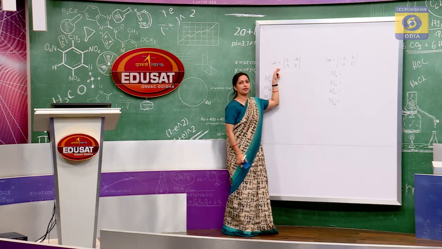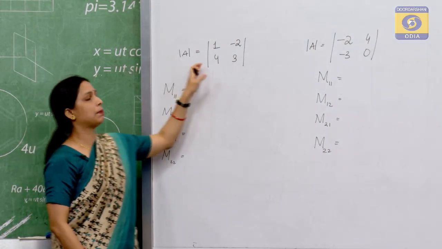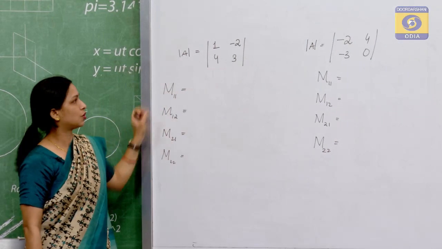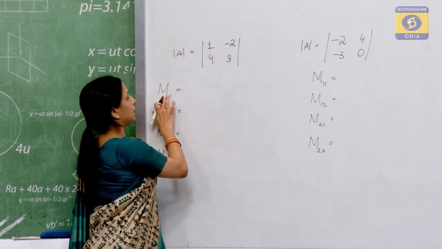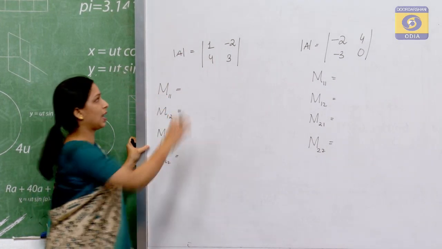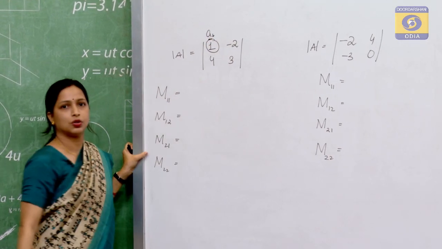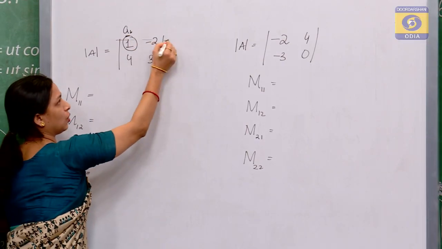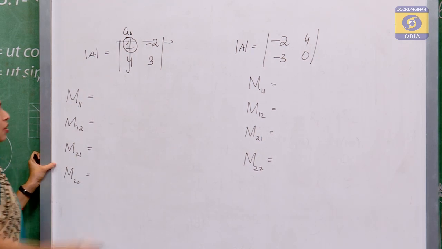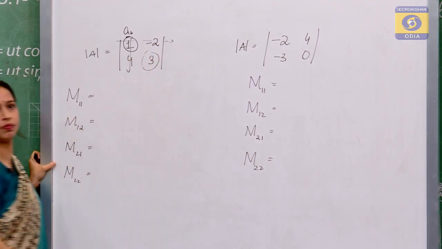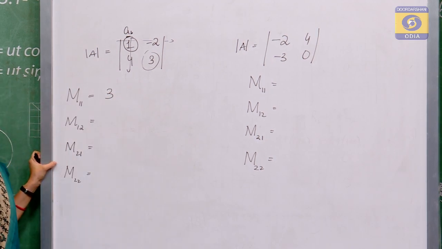Now, for example, if I take this order 2 determinant and I have to find out the minors of this determinant, there are 4 elements, so there have to be 4 minors. The minor of A11 means, here this is A11, so I delete the row and the column in which the element exists. What is the resultant? That is the minor. So, M11 is 3.